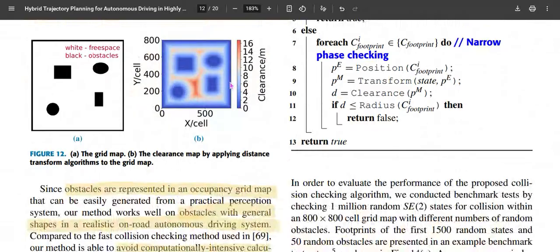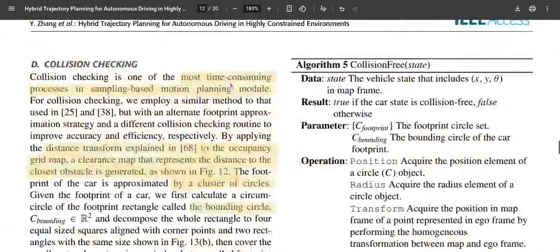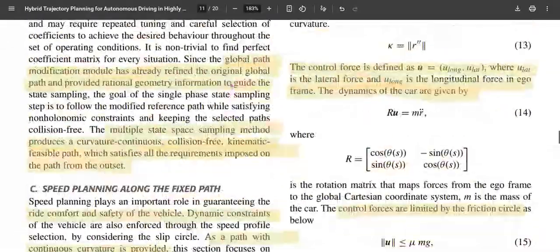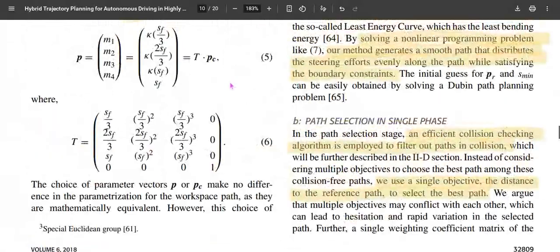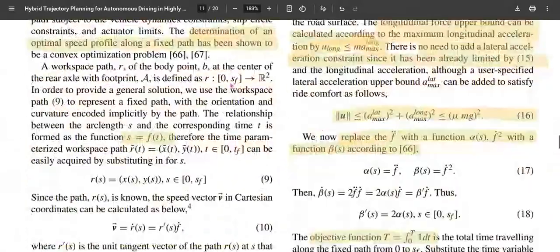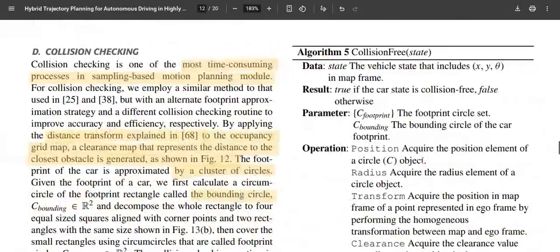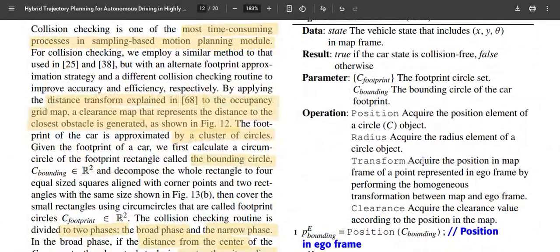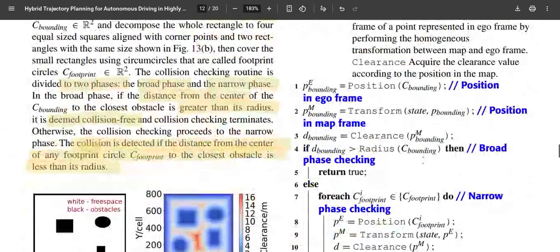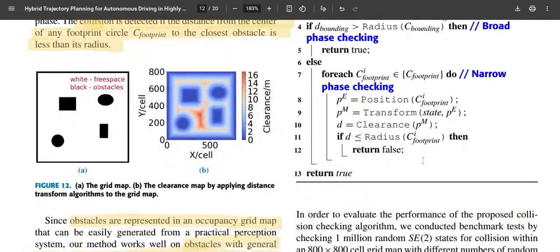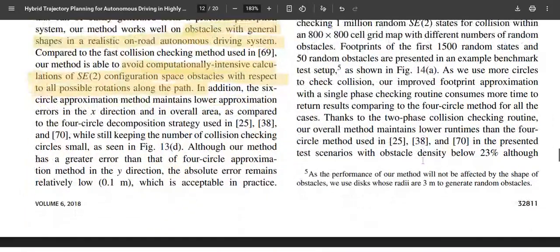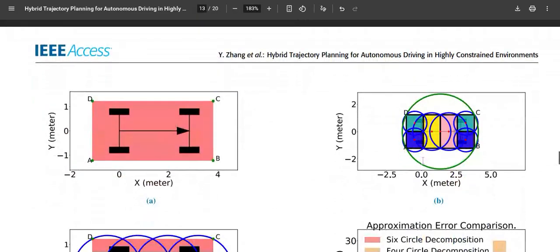Then the third contribution is velocity computation based on optimization, using this minimization algorithm, equation number 19. Another is an efficient way of collision checking, which we don't have enough time to go through. The major part would be the multi-stage sampling and the global modification layer.